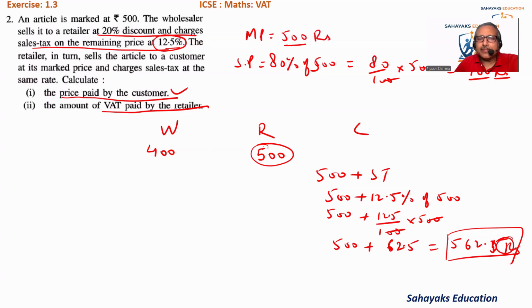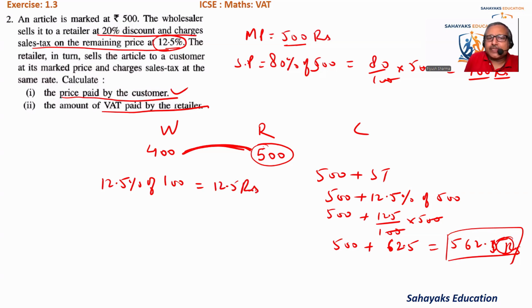VAT paid by the retailer? Now, see, the retailer made the difference from 400 to 500. So there's a change of 100 rupees. So he has to pay VAT on 100 rupees. When he has to pay VAT on 100 rupees, we'll say 12.5 percent of 100, and that comes out to be 12.5 rupees. So that answers the second part of the question.